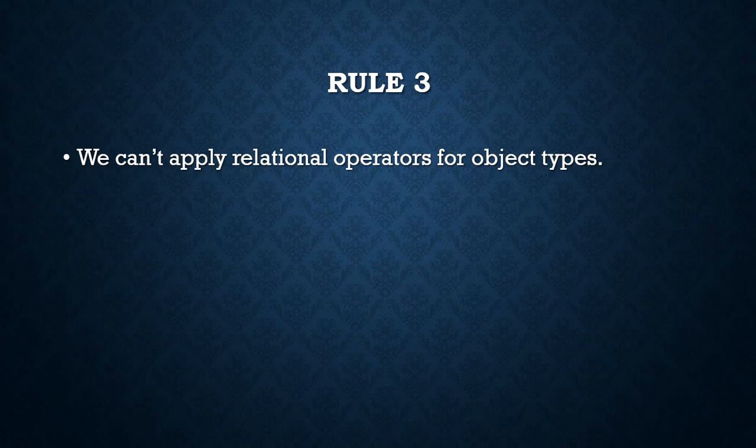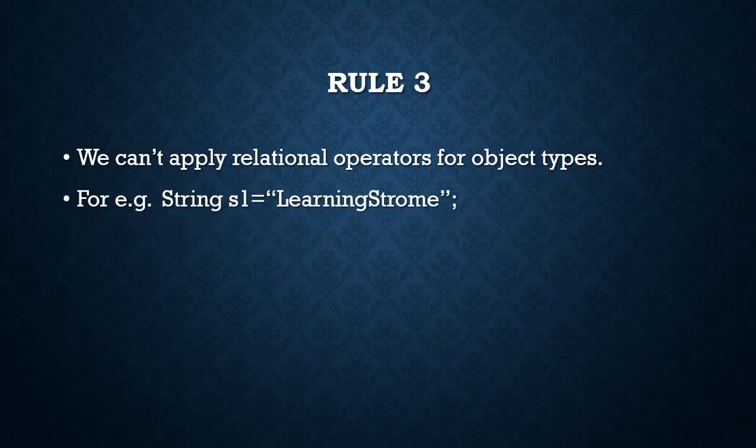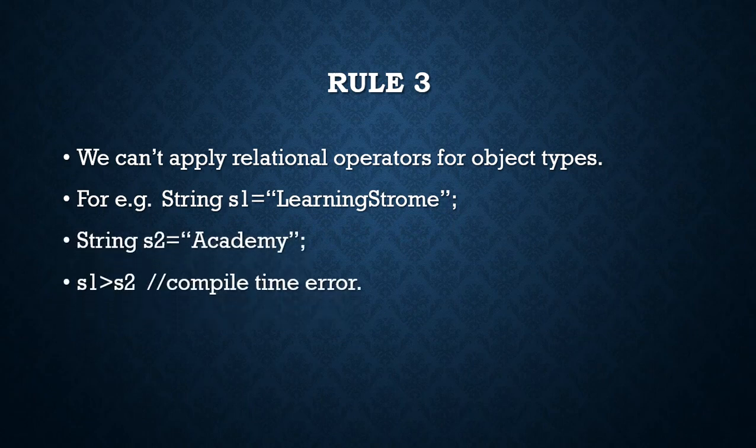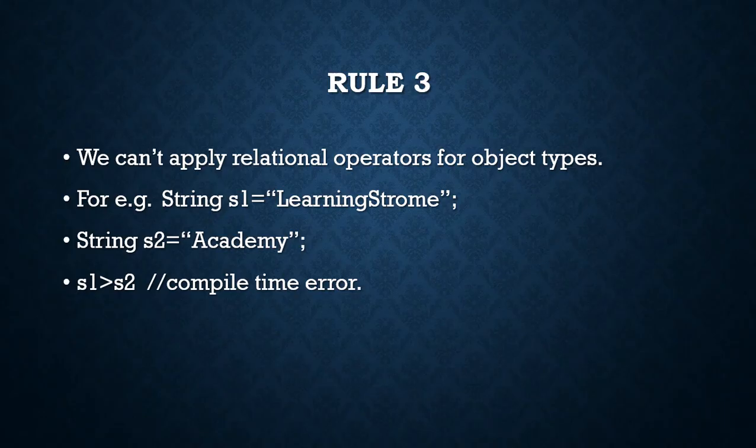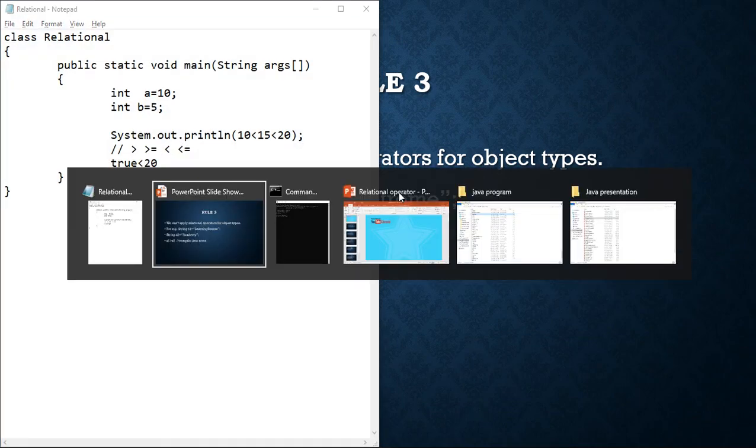That is the reason that we cannot apply relational operators to objects. For example, if I have a string and I want to compare it with another string, "academy", both of these are actually objects. If I compare them, my compiler will throw an error. Let's see this with an example.